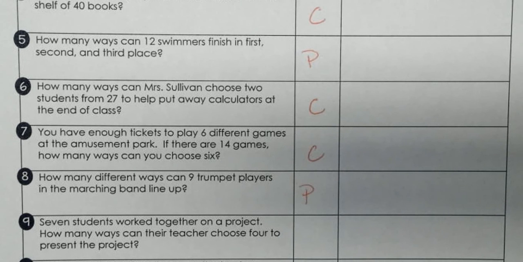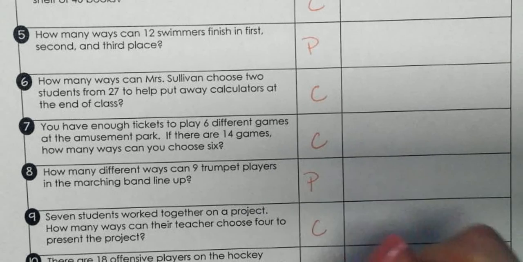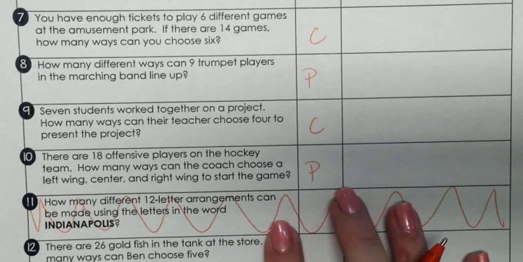Okay, number 9, 7 students work together on a project. How many ways can their teacher choose 4 to present the project? It doesn't matter which she chooses first, it's a combination. Number 10, he's picking left wing, center, and right wing. It matters who plays those positions, so it's a permutation. We're skipping number 11.